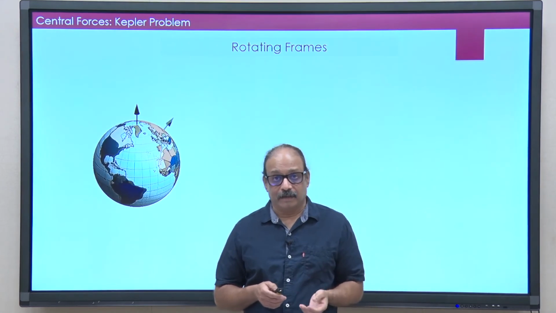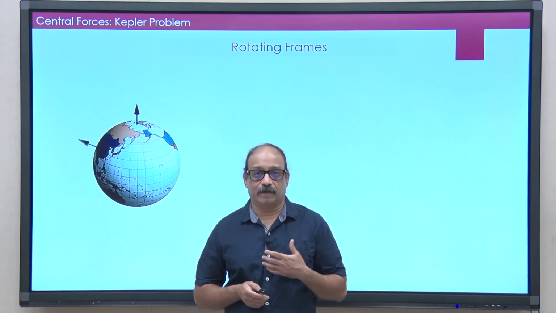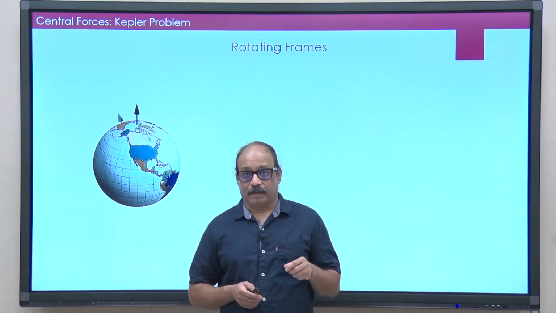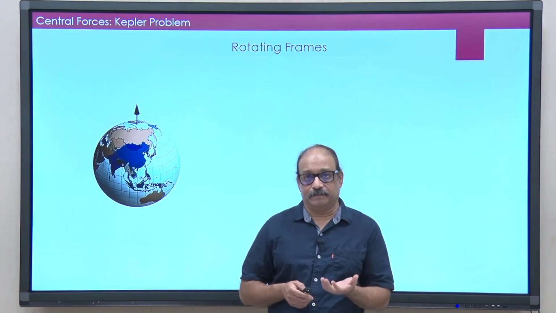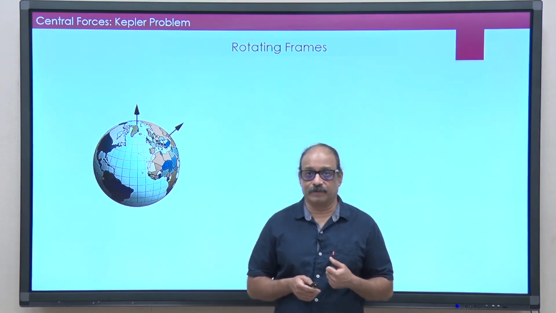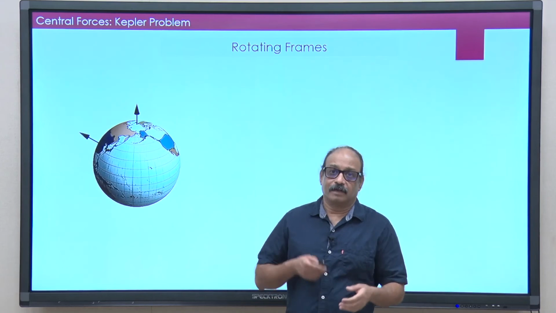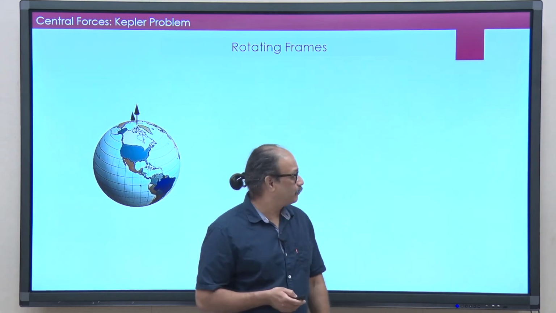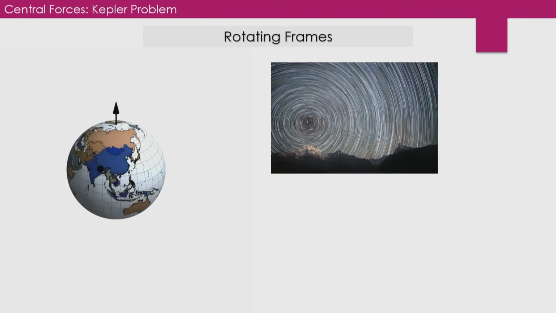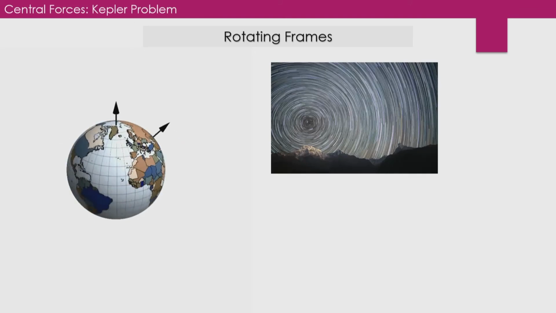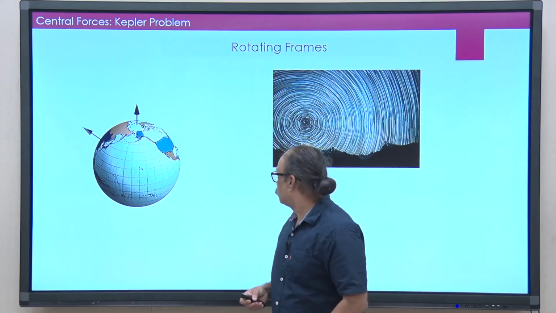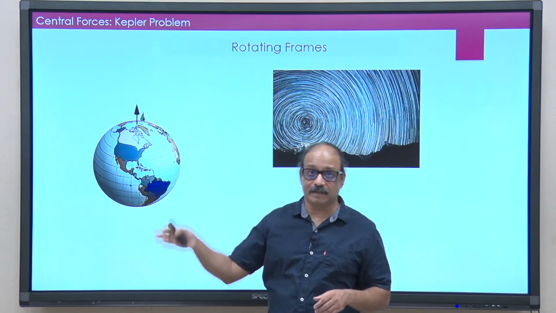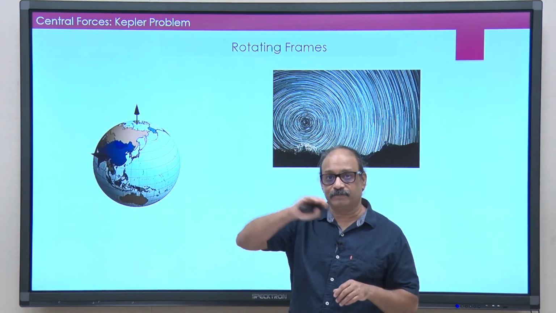In fact, centuries ago, people thought that Earth was not rotating, but everything else was rotating. There are very many simple experiments to figure out that Earth is rotating. Of course, the sun goes around Earth, but otherwise you can see this nice picture from Wikipedia. This is basically a night picture, taken with a very long exposure. So, all these stars seem to go around in the sky, just like the sun would have done.